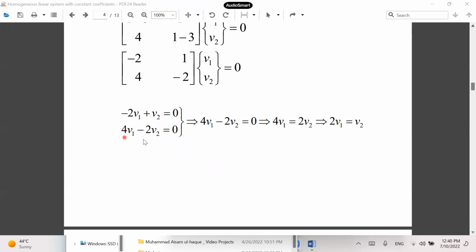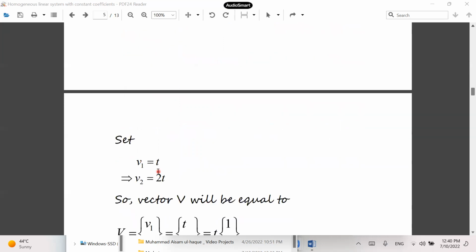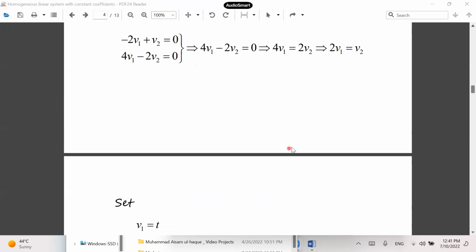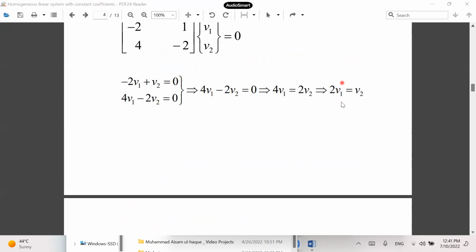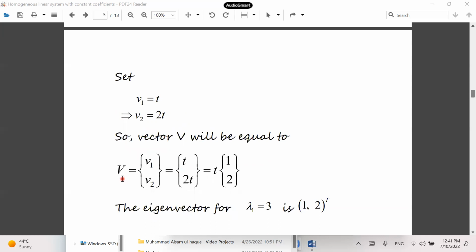So we take this second equation and find the relation of v1 and v2. When we divide both sides by 2, we get 2v1 = v2. After that, we set v1 equal to t. So if v1 is t, and we substitute, 2 multiplied by t equals v2. So after that, we find this vector v, which is v1 and v2. So v1 is t, v2 is 2t.